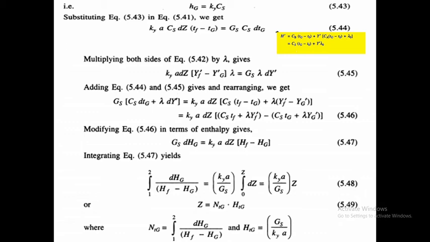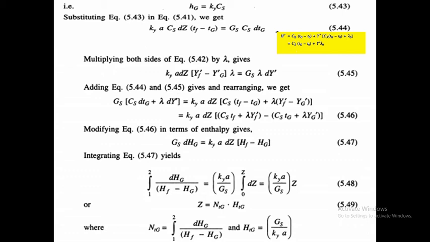Okay. Multiplying both sides of equation 5.42 by lambda, finally we get Ky A into D is at Yf dash minus Yg dash into lambda is equal to Gs into lambda into dy dash. So this is equation number 5.45. Refer to the previous slide for equation 5.42.